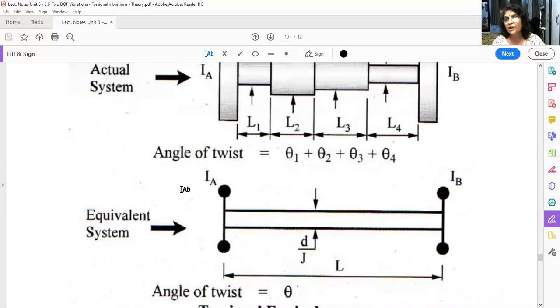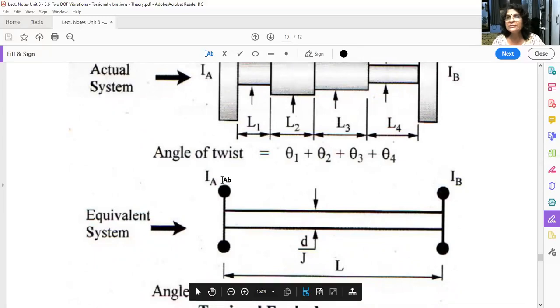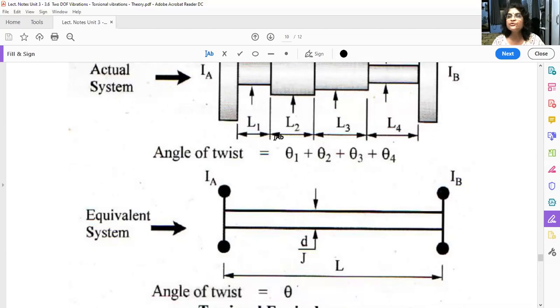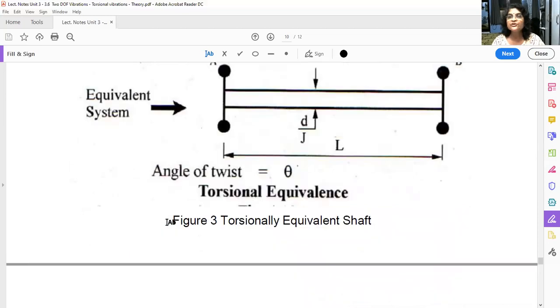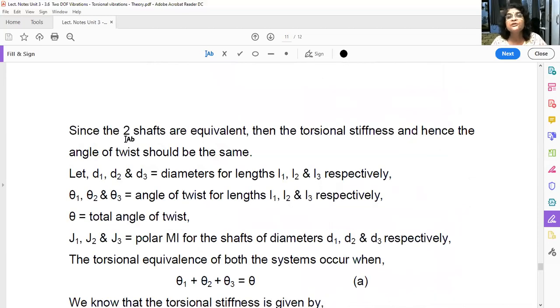Now, how do we find this equivalent system to the actual system? When the total angle of twist for this system, say theta e, and the total angular twist of the actual system are equal, then we can say that the actual system is nothing but equivalent to the equivalent system. So since the two shafts are equivalent, the torsional stiffness and hence the angle of twist should also be the same.